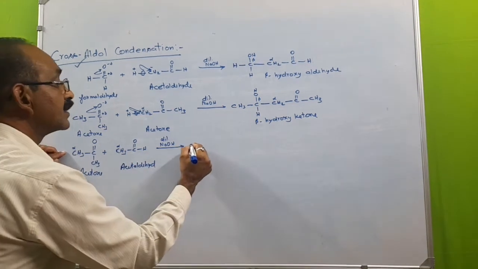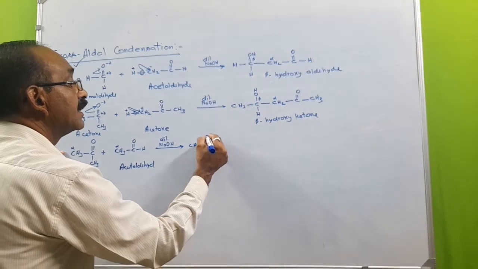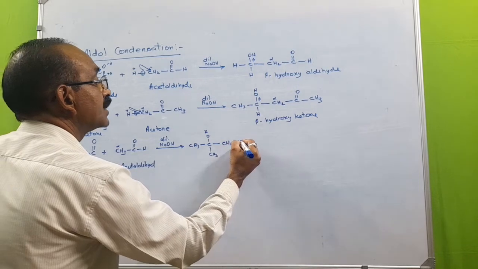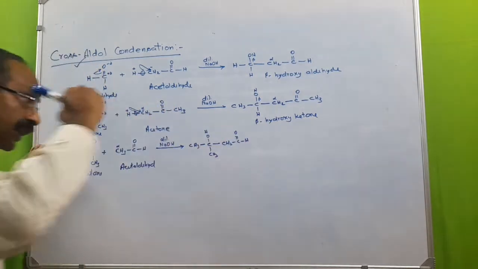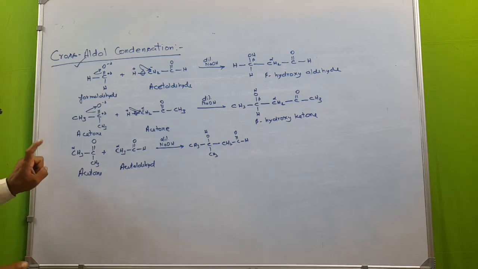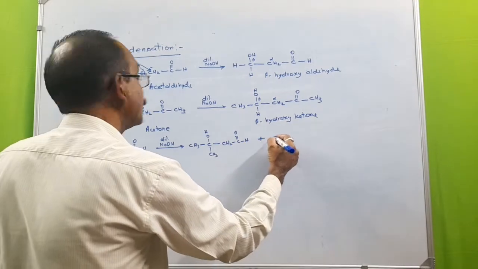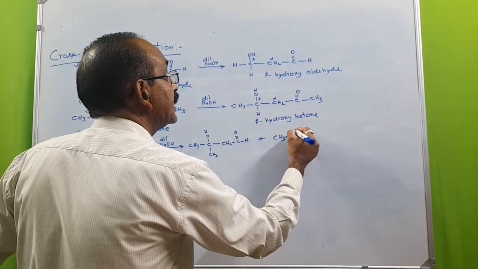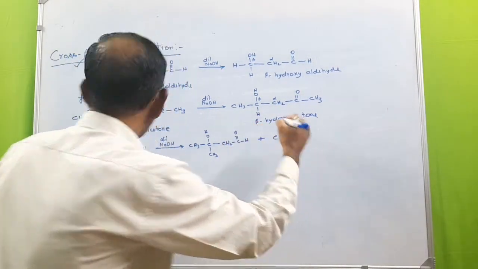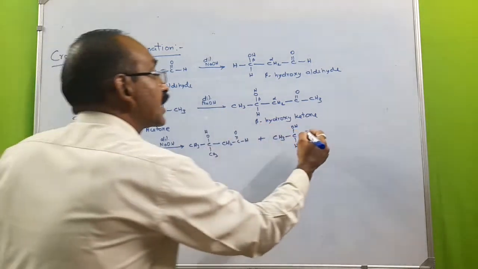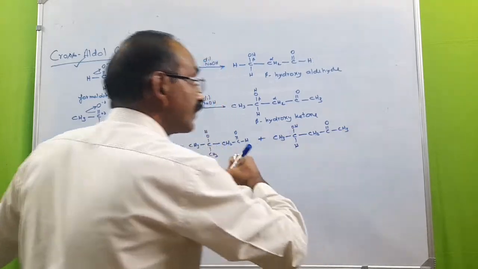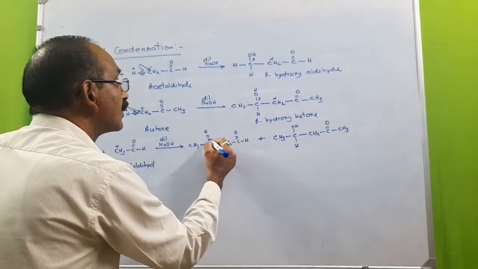So, in that situation, the product will be CH3C(OH)CH3CH2C=O. This one is also possible, that the alpha hydrogen sets free from the acetone. In that situation, the product will be CH3C(OH)H. Now, as the one hydrogen comes out, the remaining group will be CH2C=O CH3. See, in both the cases, this is alpha, this one is beta.